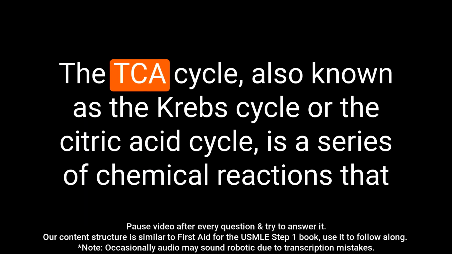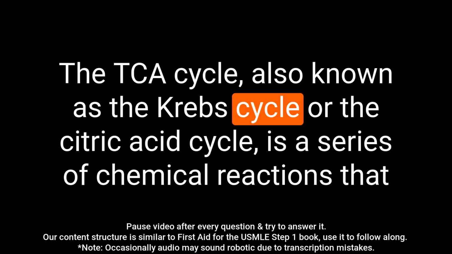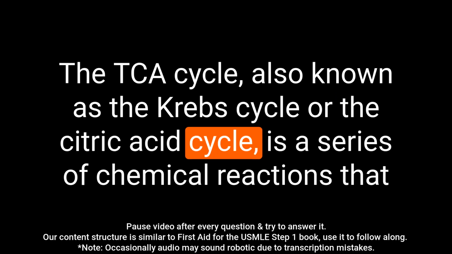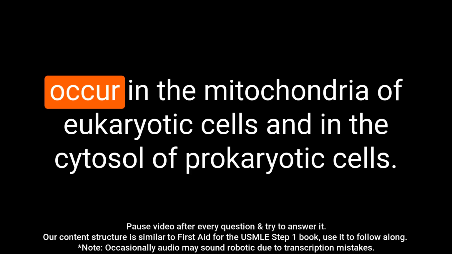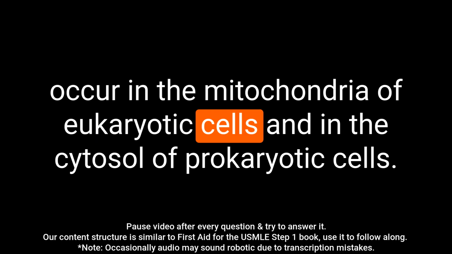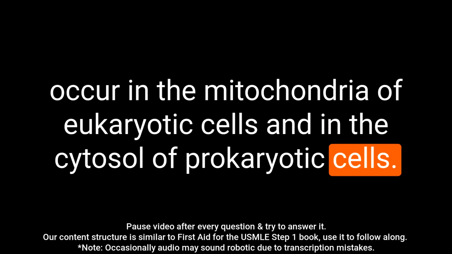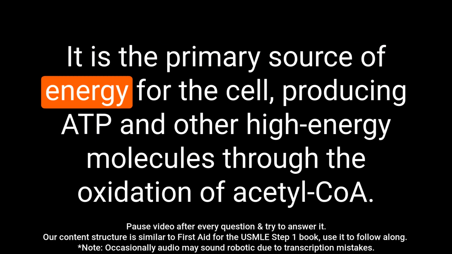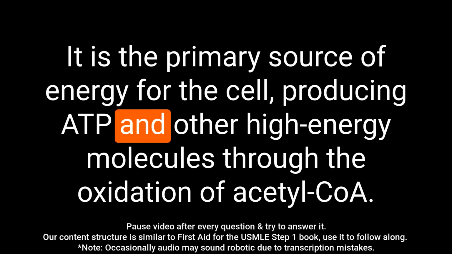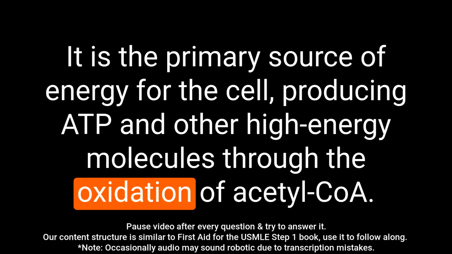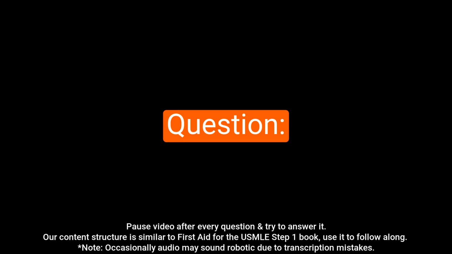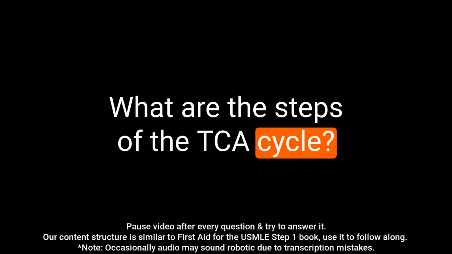Answer: the TCA cycle, also known as the Krebs cycle or the citric acid cycle, is a series of chemical reactions that occur in the mitochondria of eukaryotic cells and in the cytosol of prokaryotic cells. It is the primary source of energy for the cell, producing ATP and other high-energy molecules through the oxidation of acetyl-CoA. Question: what are the steps of the TCA cycle?